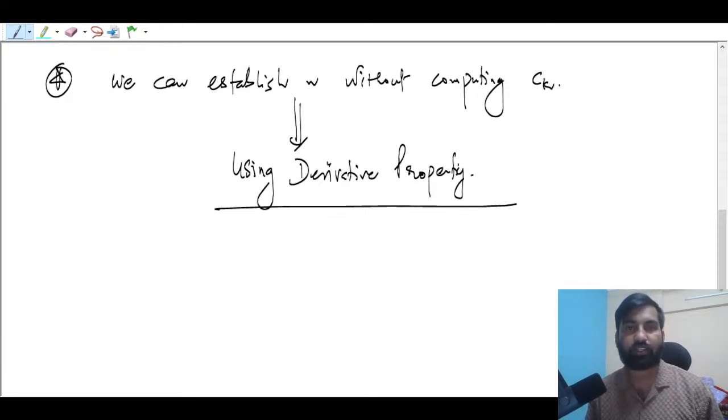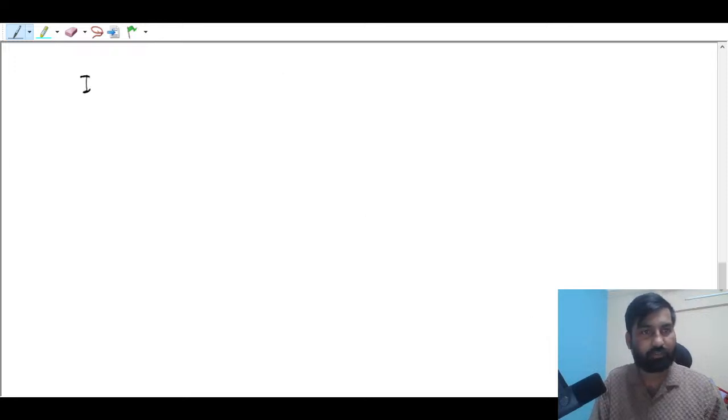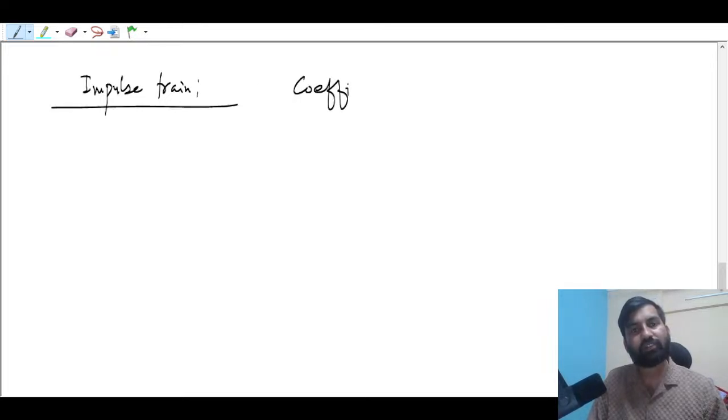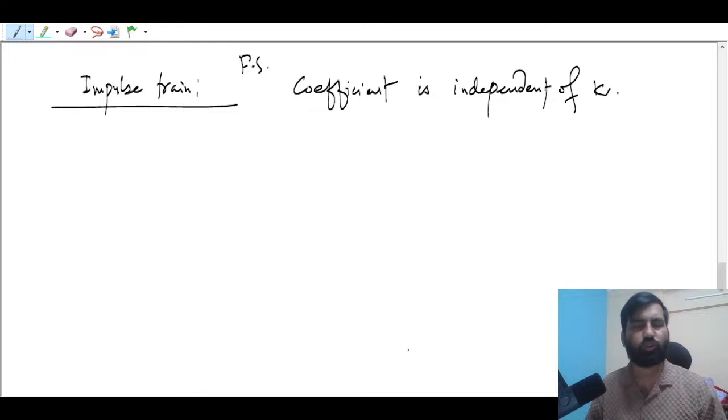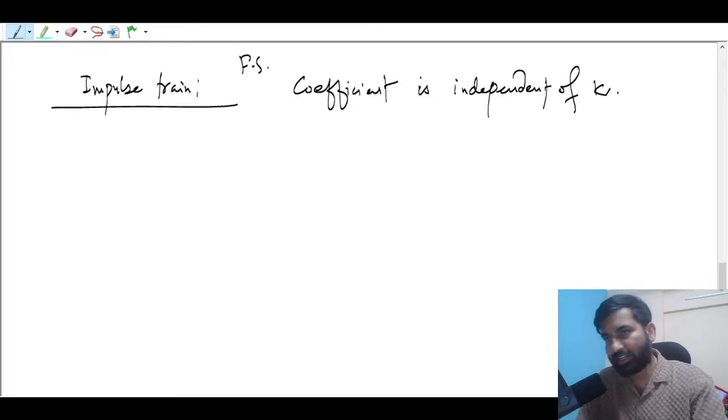Understand? Suppose we are talking about an impulse train. In the case of an impulse train, the Fourier series coefficient is independent of k, so you don't have to worry about n. It does not have any sort of dependence on k.